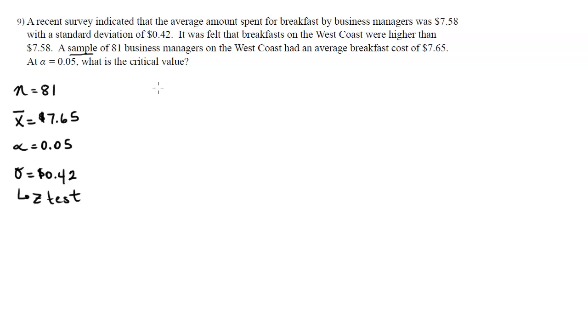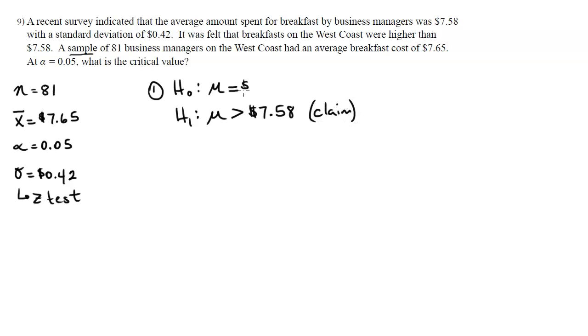Well, let's state the null and alternative hypotheses. Let's give step one of this process. Again, the null hypothesis is always a statement of equality. And the alternative hypothesis: it's felt that breakfasts on the West Coast were greater than $7.58. And that's the claim. Breakfasts were higher than $7.58.